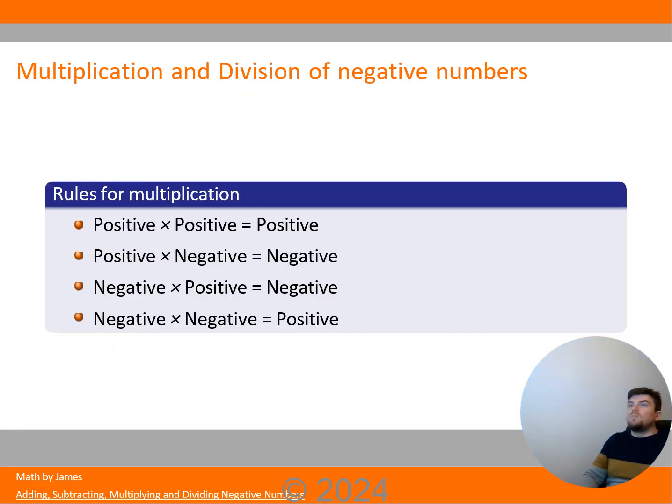So, multiplication and division of negative numbers. Just wanted to make a summary very quickly of the multiplication rules. So you've got a positive times a positive. That example would be 5 times 7. 5 times 7 equals 35.